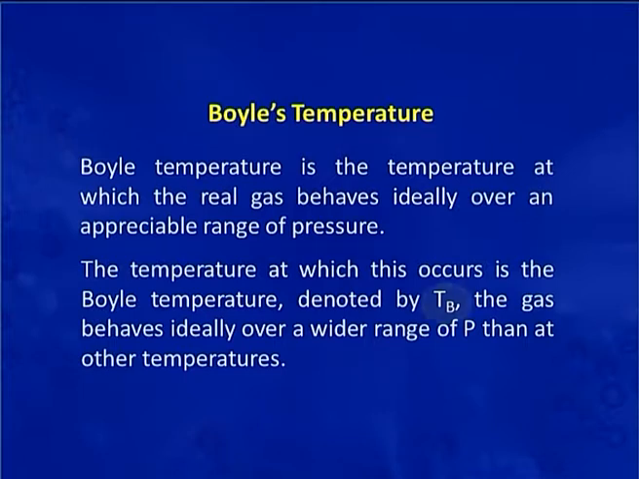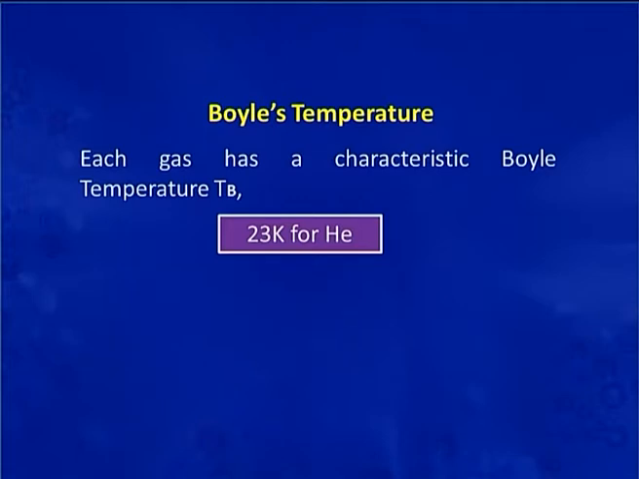It is denoted by T_B. The gas behaves ideally over a wider range of pressure than at other temperatures. Each gas has a characteristic Boyle temperature, like helium. For helium, it is 23 Kelvin.